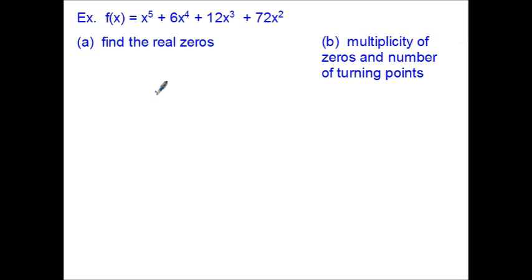Alright, so now taking a look at another one. I really just have this one for one purpose. As I go about finding the zeros here, whole thing, x to the 5th plus 6x to the 4th, etc.